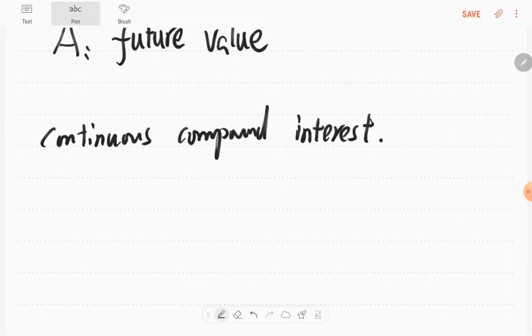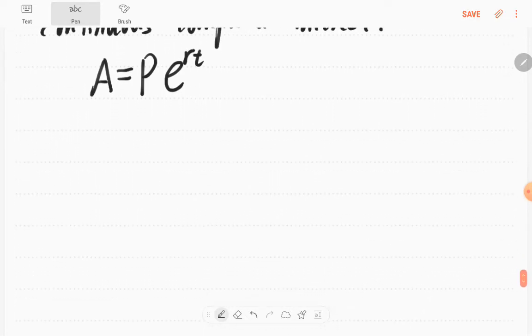Okay, and so the formula is A is the future value, P is the principal, the present value, times e, the base e, right? It's about 2.7, to the r, the interest rate in decimals, times t. T is years. Okay. So now we want to use these two formulas to calculate some problems.